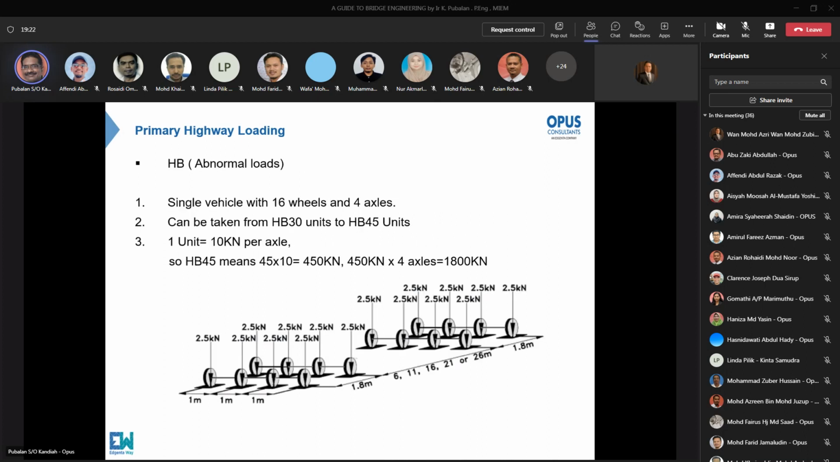All right, now HB is the abnormal load. Abnormal load, like for highways, I think like Pan Borneo and Plus Highway and all, most bridges have been designed for HB 45 units. Okay, HB 30 units mostly used for housing areas and rural areas and so on. HB 30 units. Okay, and what is the meaning of HB 30 and HB 45?